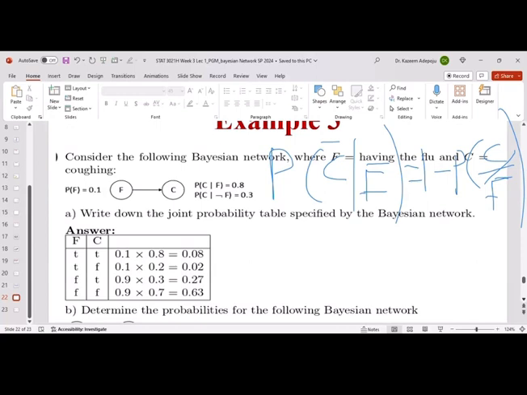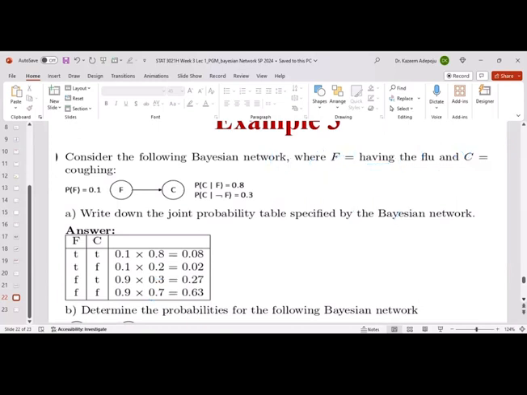So how did I get the 0.7? I got the 0.7 for false, which is actually 1 minus this guy. What is 1 minus 0.3? That will be 0.7. Now, I've already set up the table. This is the joint probability table. Based on the joint probability table, they're going to ask another question.